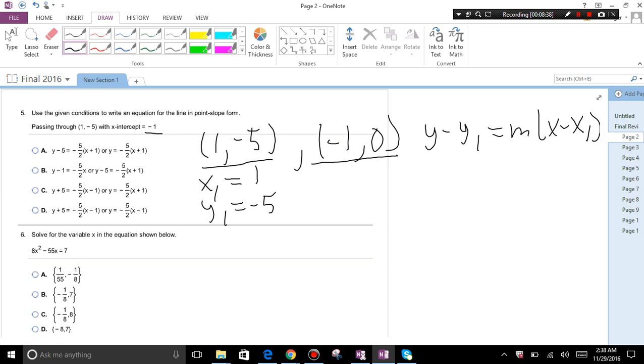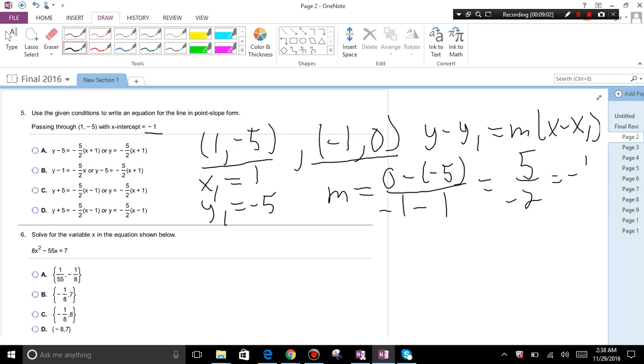I need the slope. So the slope is the difference in the y coordinates, 0 minus -5, all divided by the difference in the x coordinates, -1 minus 1, which is a positive 5 over a negative 2, which is -5 over 2. That is the slope.